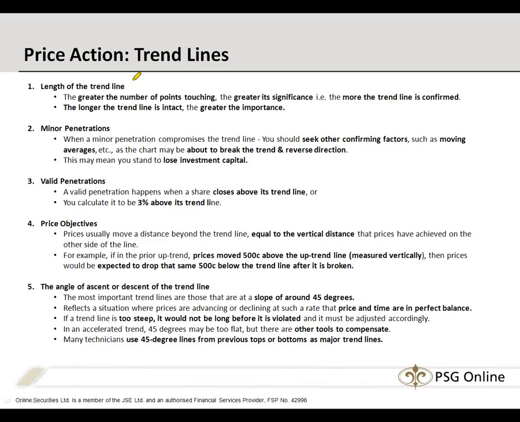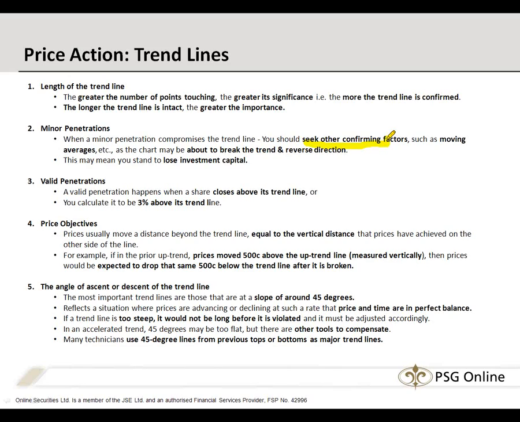Sometimes you have what they call minor penetrations. You might have little false breakouts and things like that. That's why it's important to have other confirming factors, and we're talking about moving averages just now. These are tools that will help to confirm a break of the trend and a reversal of the direction of the market. The idea there is to prevent you losing money. Those are the tools we use with regards to trend lines.